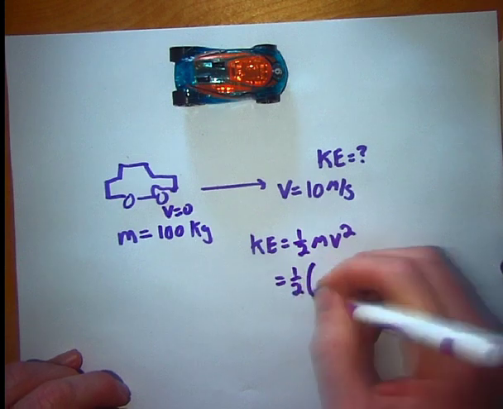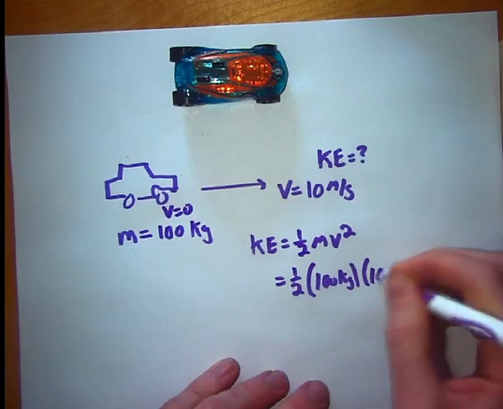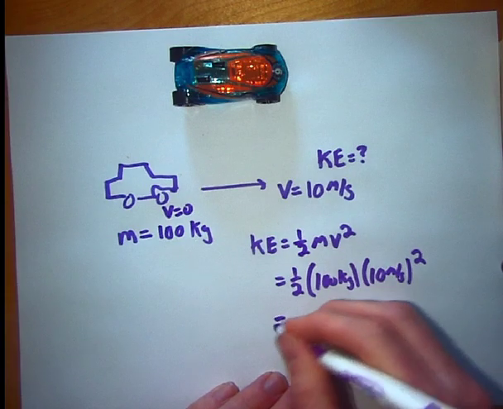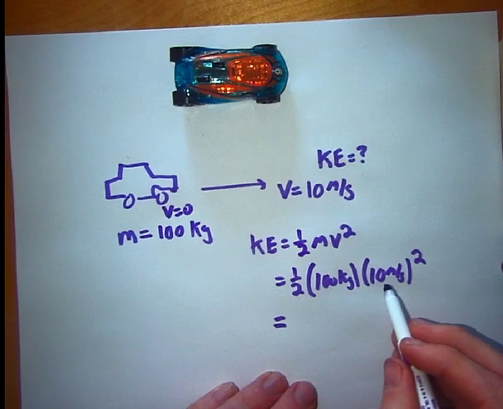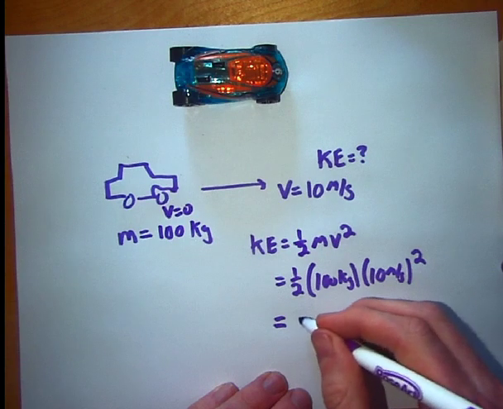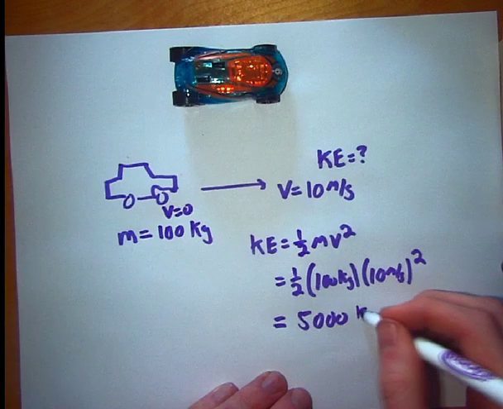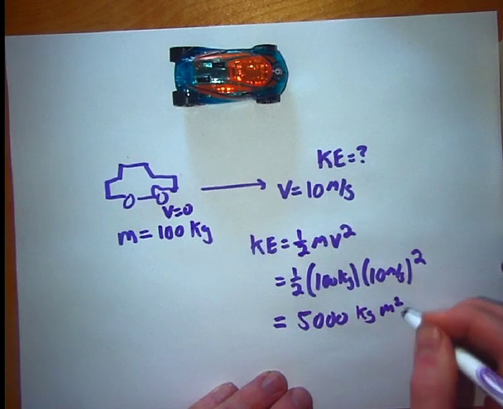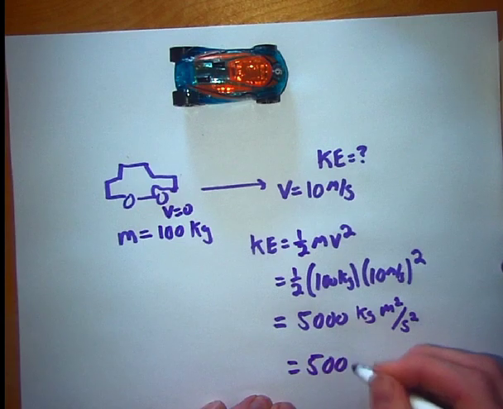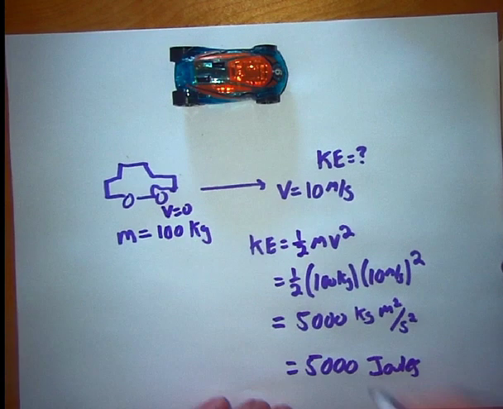That's 1/2 times 100 kilograms times 10 meters per second squared. So that's 100, that's 100. So 100 times 100 is going to give me 10,000, and half of that is going to give me 5,000. And the units are going to work out to kilograms meters squared divided by second squared. And that's the same thing as 5,000 joules, or just 5,000 J for joules.